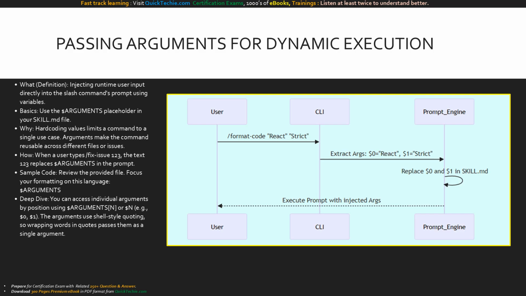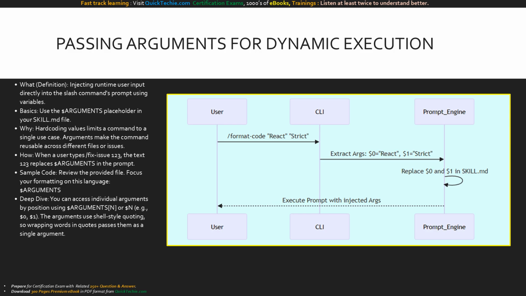To make our commands truly flexible, we must master passing arguments for dynamic execution. What is this? It's the process of injecting runtime user input directly into the prompt. The basics revolve around the $ARGUMENTS placeholder. Why do we do this? Because hard-coding a file name or a JIRA ticket number makes the command useless for anything else. Arguments make your proprietary logic reusable.